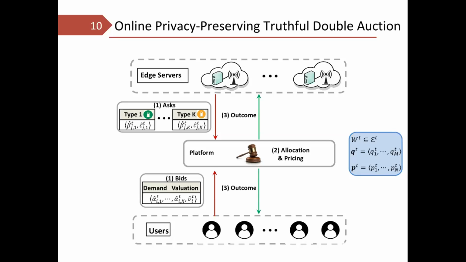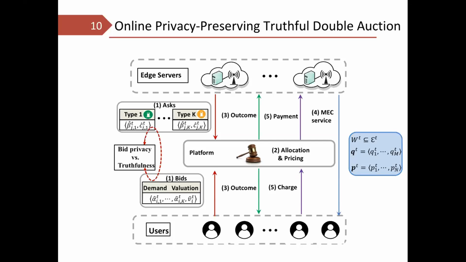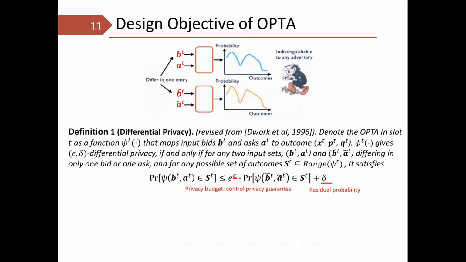After announcing the auction outcome to the agents, the platform then requests resources from each winning server to serve its allocated users, and then pays or charges them. Here, multi-round truthful bidding may cause privacy leakage. So the design objective is twofold.